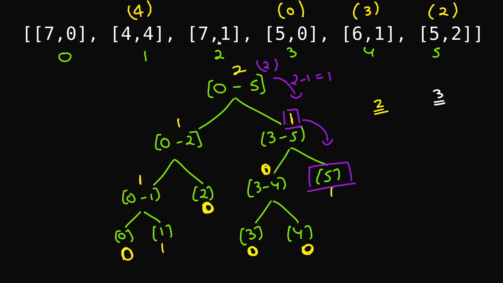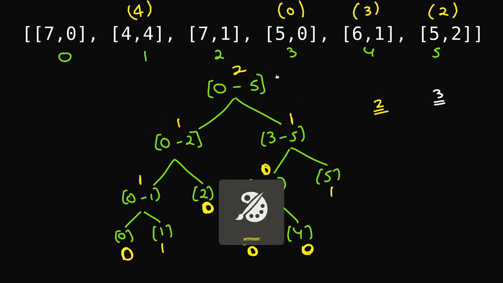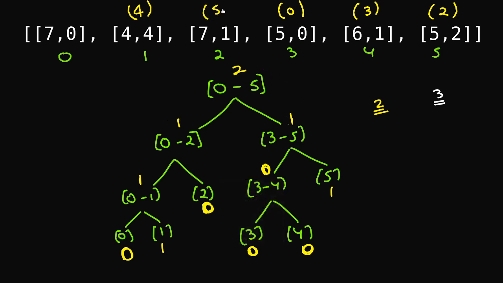That means that this 7 comma 1 will actually be present at index number 5. So I just use that information, and I'll update this 7 comma 1 to be present at index number 5. I'll update this to be a 0. I'll update this to be a 0, and I'll update this to be a 1.